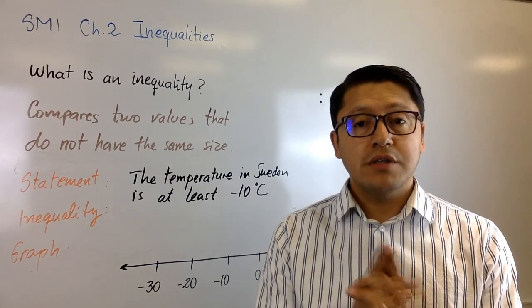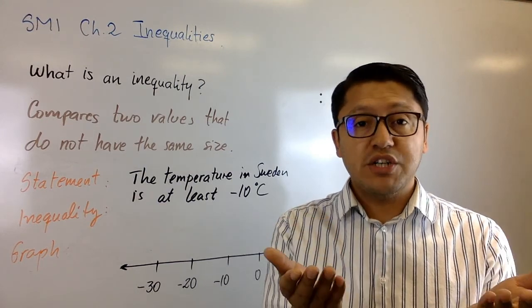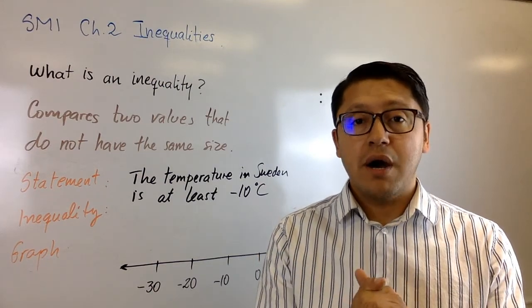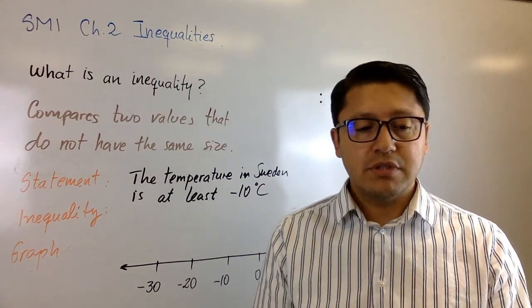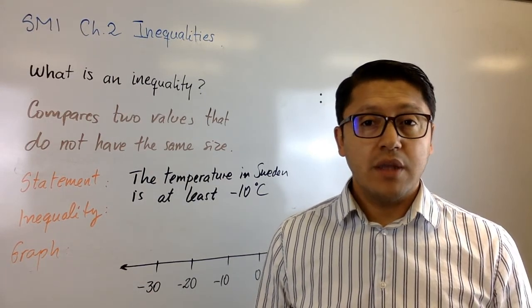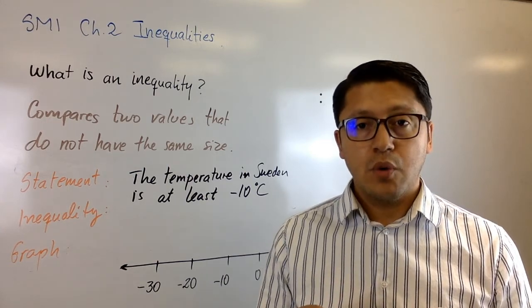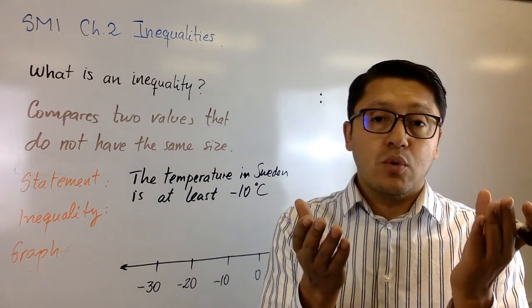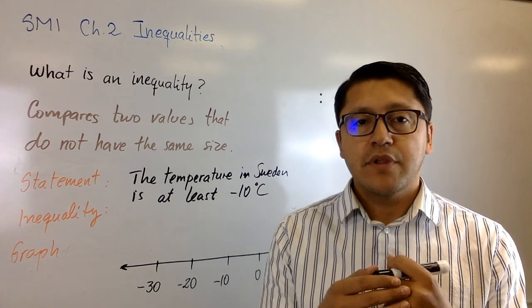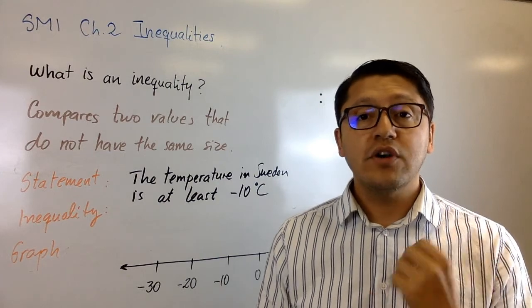Now, there are situations when we are going to compare two values or two expressions, but they don't have the same size. In this case, we're going to talk about an inequality when that happens. In the case of equalities or equations, we used the symbol equals whenever we had the situation when two expressions had the same size. In the case of inequalities, we're not going to use just one. We're going to use four different ones.